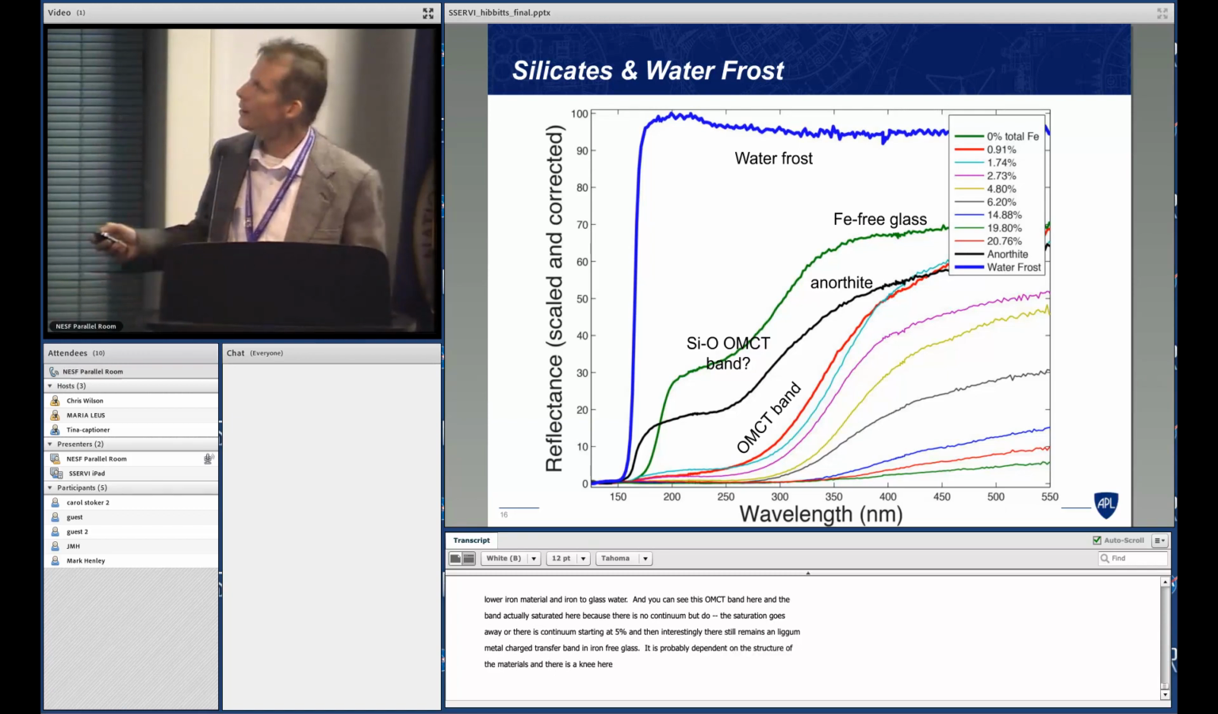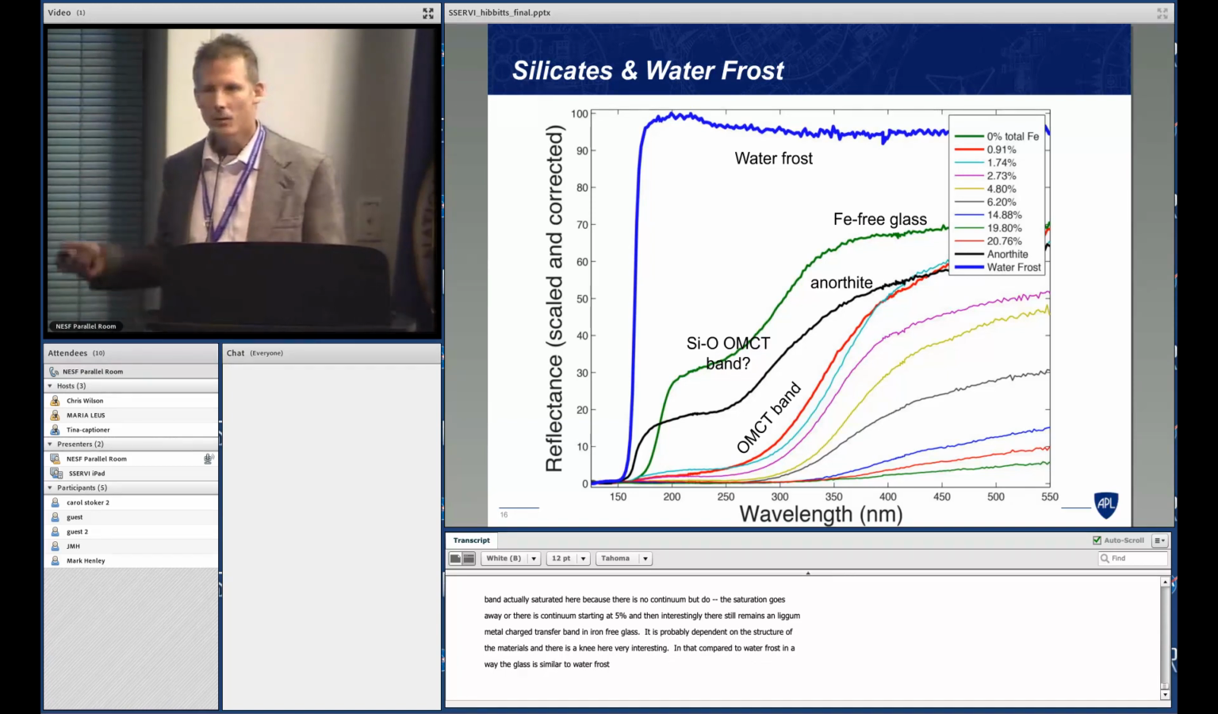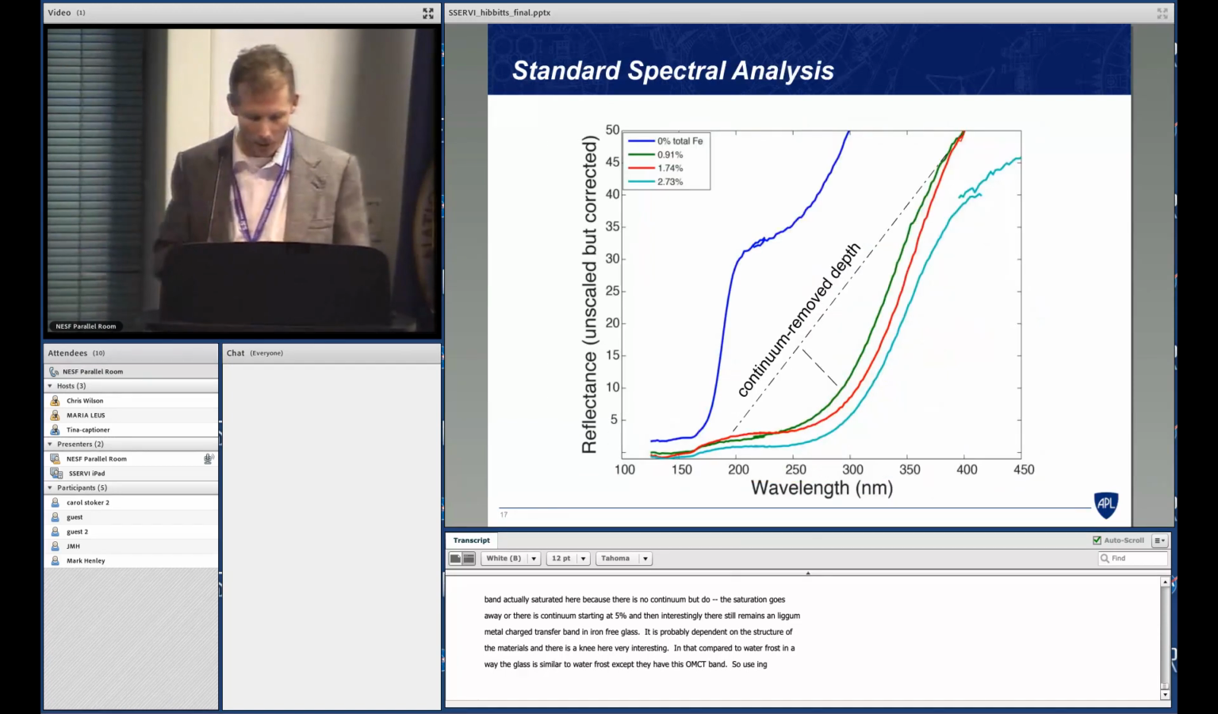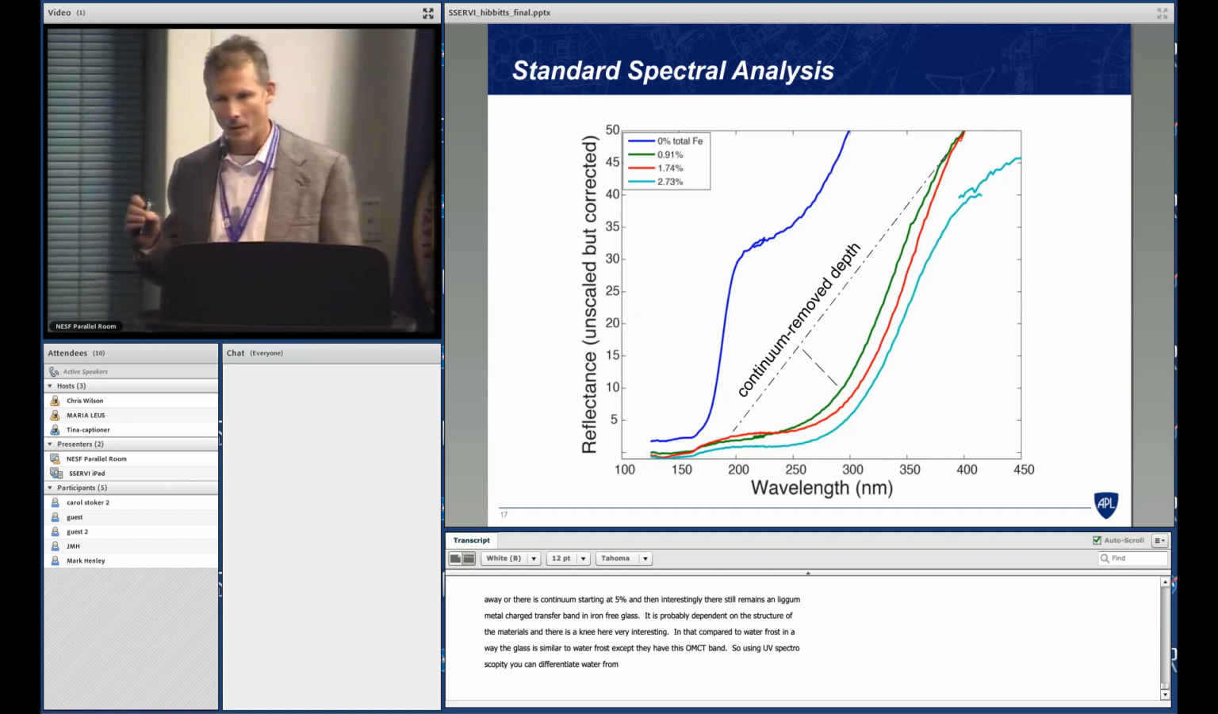Okay, in that you can compare it to water frost. In a way, the anorthite or glass is similar to water frost, except they have this OMCT band. So by using UV spectroscopy, as I get to, you could differentiate water from iron silicates, and you can differentiate iron silicates from each other at low abundances. Also, this technique is not dependent on mineralogy. It's looking at composition only, so you don't actually lose the absorption feature because you have glasses.